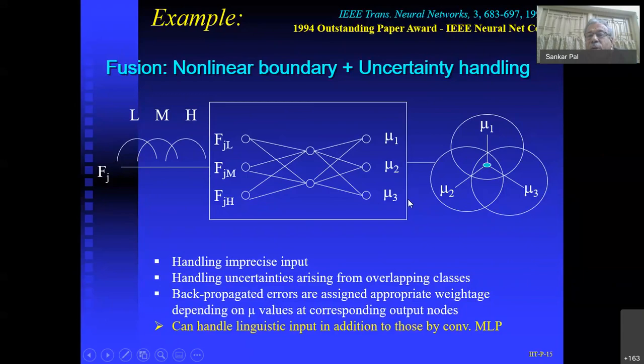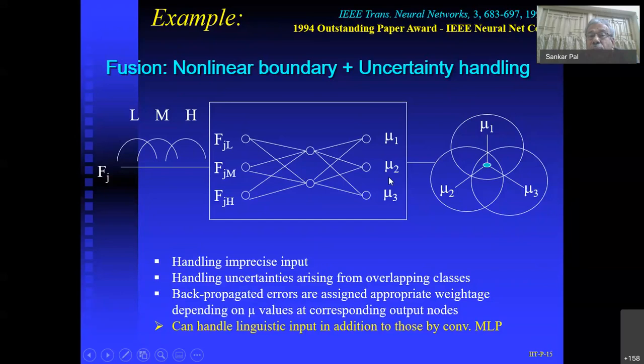Therefore, if I take the judicious integration of the nonlinear boundary generation capability of neural networks, because it can model any kind of relation between X and Y, and the uncertainty handling capability of fuzzy set theory, then we can end up with fuzzy neural networks, which handle uncertainty arising from overlapping concepts, take imprecise input, and backpropagate based on the appropriate weightage depending on the mu value.